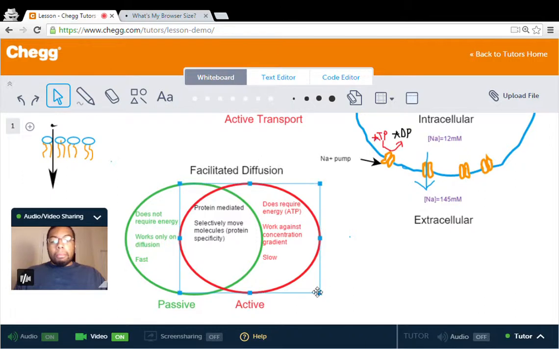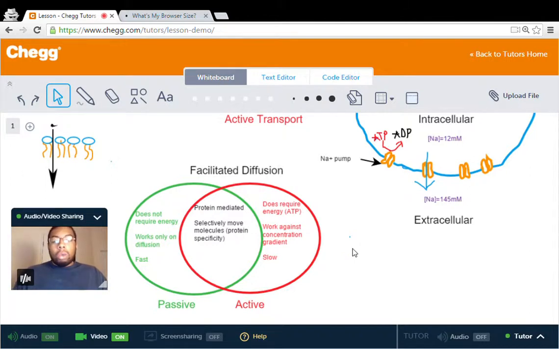So facilitated diffusion is going to come in one of two general flavors. It can either be passive or active diffusion. And before we talk about what's different about them, let's just talk about what some of the similarities are. Now, anything under the umbrella of facilitated diffusion is going to have a protein mediator, be it a channel protein, a transporter, or a pump.